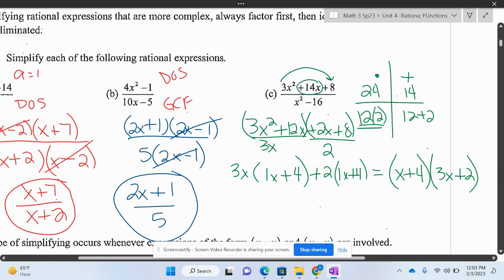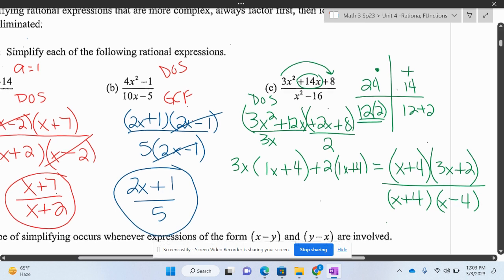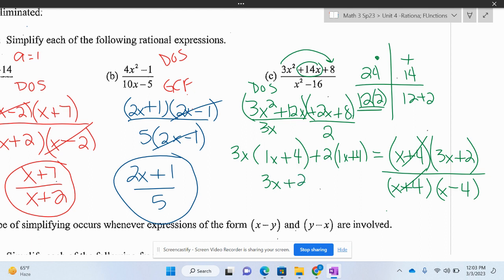Yes or no? Okay. So now we have to factor the denominator, and the denominator is a difference of squares. What's the square root of x squared? X times x is x squared, right? What's the square root of 16? 4. So we have x plus 4 and x minus 4. Do you see that we have a common term in the numerator and in the denominator? Yeah, cancel those out. So my final answer, 3x plus 2 over x minus 4.